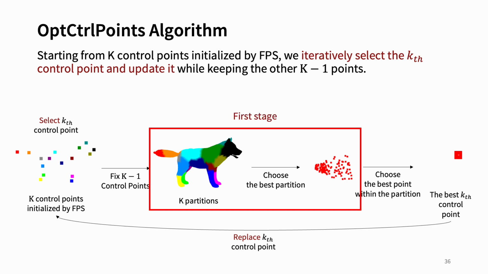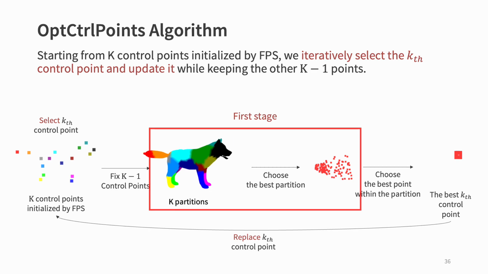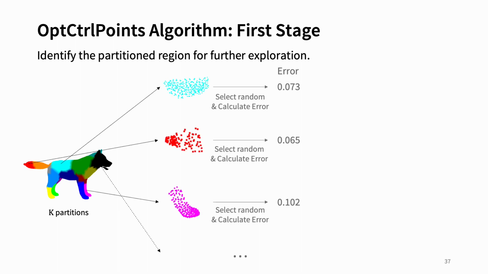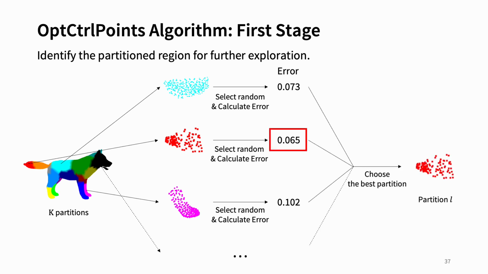Let me explain the first stage of OptCtrlPoint. In the first stage, we determine the partition to which the kth control point will move. We select one of the sample vertices that provides the minimum sum of distance between the template mesh and all the target shapes after deformation, when substituting the current kth control point. By finding the vertex with the minimum sum of fitting distance, we identify the corresponding partition region for further exploration.